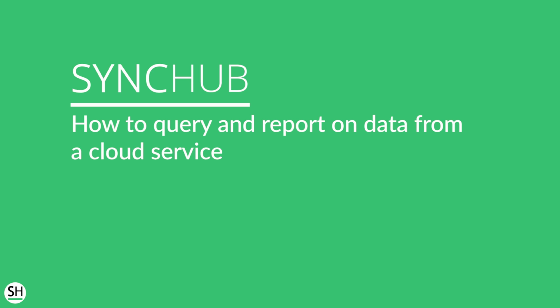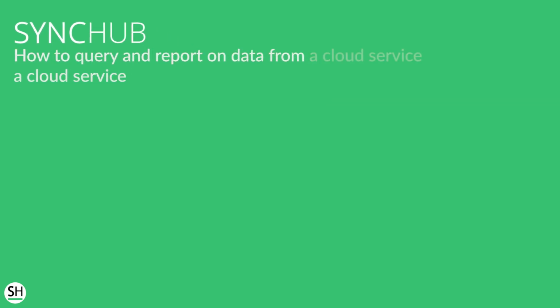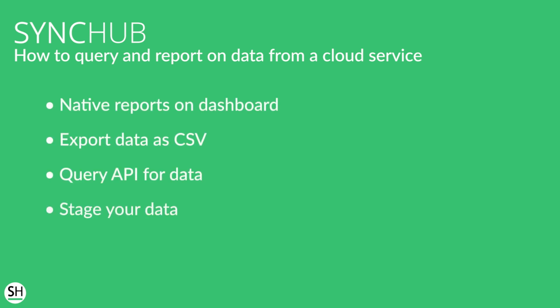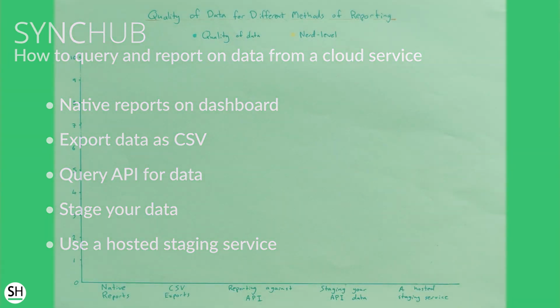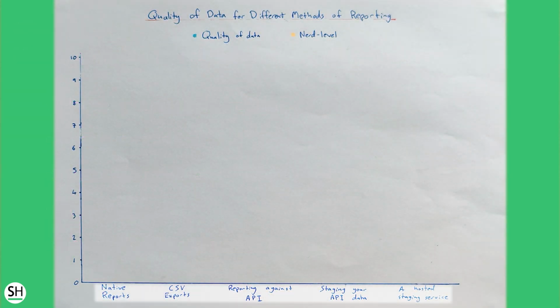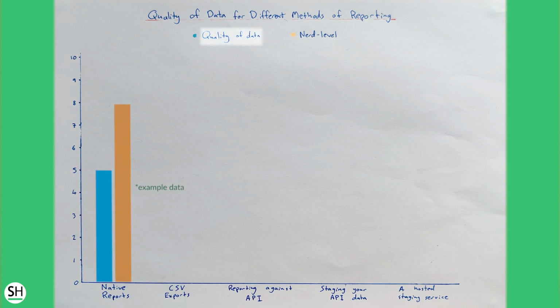There are several ways that you can report on your cloud service data, with varying degrees of data quality and technical ability required. These are the 5 different methods that we're going to compare. For each method, we will chart the data quality and technical proficiency, or nerd level, on this chart here. You can see the different methods on the bottom, with a scale on the y-axis to show the 2 ways that we are evaluating our methods: quality of data and nerd level.